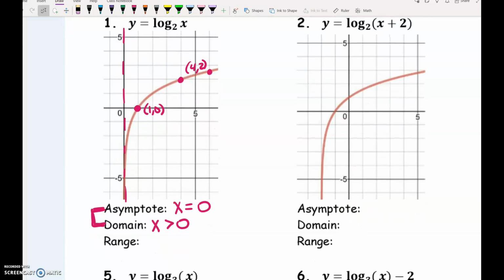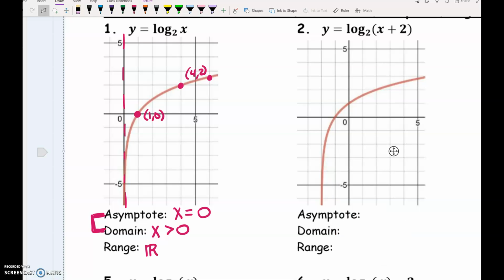When we did exponential graphs, the domain was all real numbers. That's going to flip because we're switching the x and the y. So the range is going to be all real numbers. So for logarithmic graphs, the range is the easy one. That's all real numbers because it's switched from exponential. The domain is tied to the asymptote.